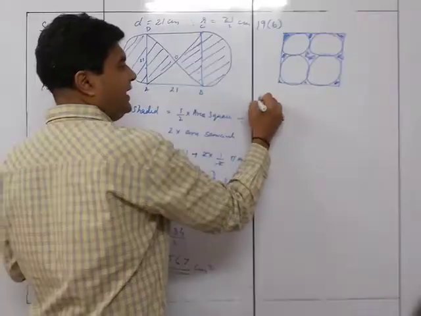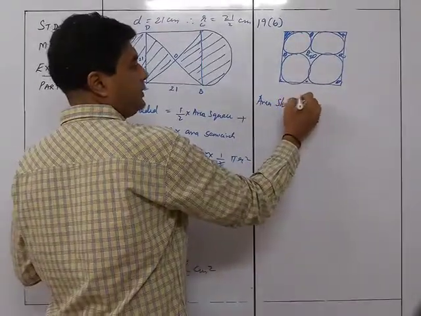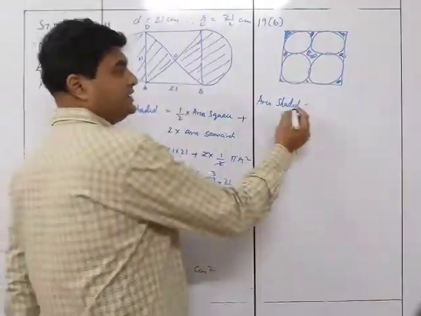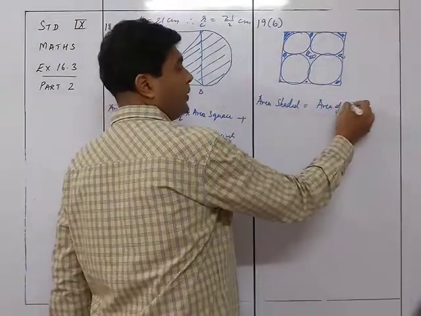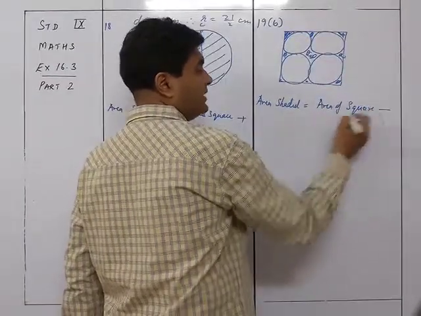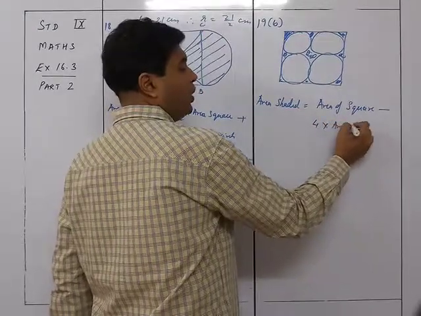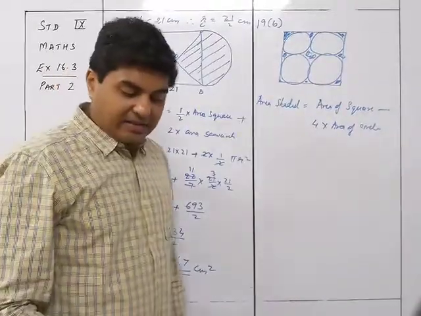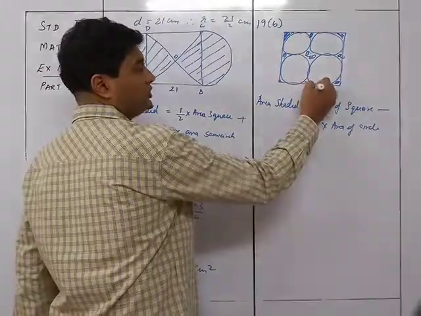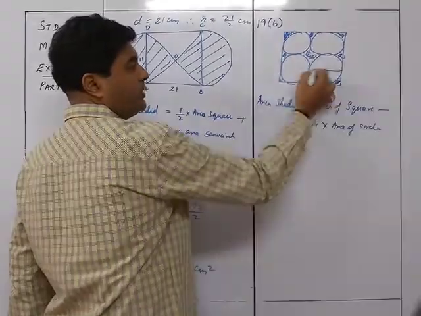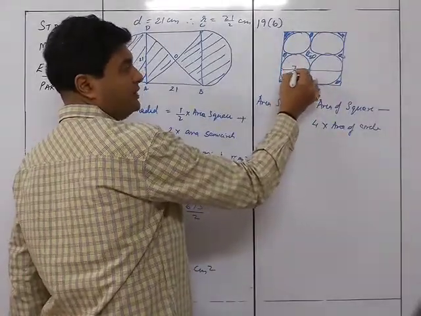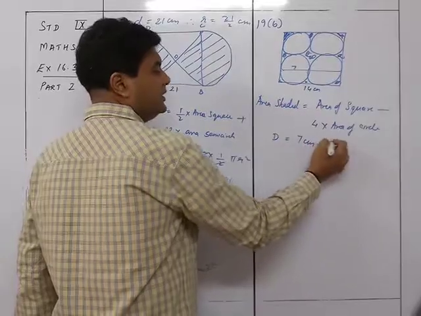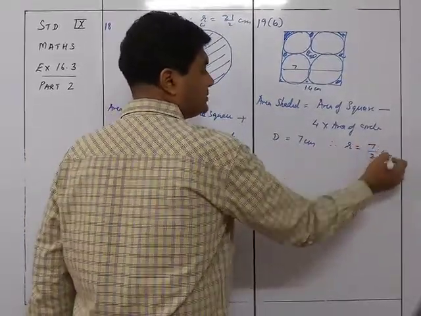So we know that area shaded is equal to, let's formulate a formula over here so that it's easy for us. Area shaded is area of square minus 4 into area of circle. They have given us that the length of the square is 14 centimeters. So the distance from here to here is 14, and from here to here will be 7. So automatically the diameter is 7 centimeters. Therefore radius is equal to 7 upon 2 centimeters.